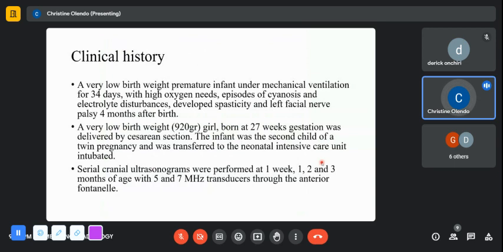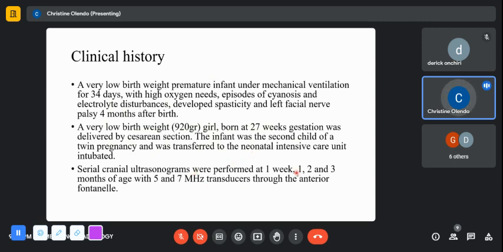Okay, so we go through the clinical history. There was a very low birth weight premature infant, and mechanical ventilation for around 34 days. The patient had high oxygen needs, had episodes of cyanosis and electrical disturbances, had spasticity, and left facial nerve palsy at 4 months. The baby was born at 920 grams and at 27 weeks by CS, and was the second twin. It was taken to NICU.